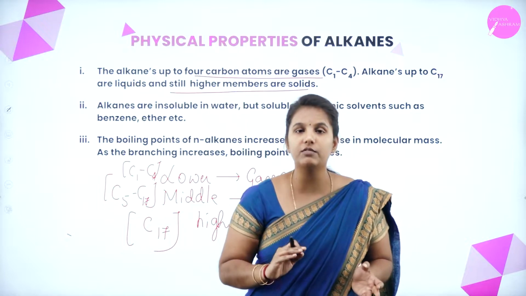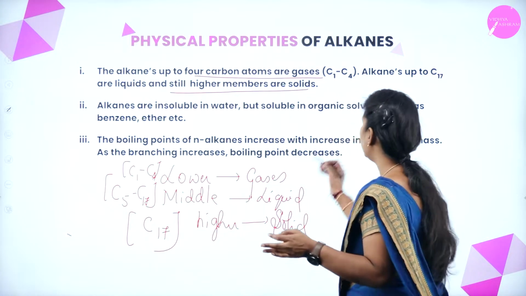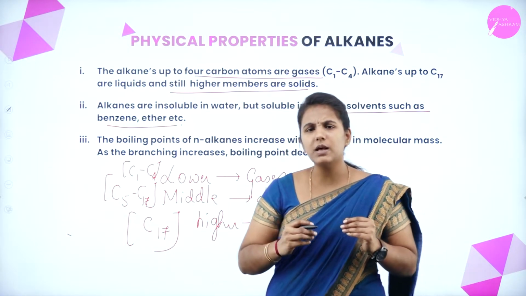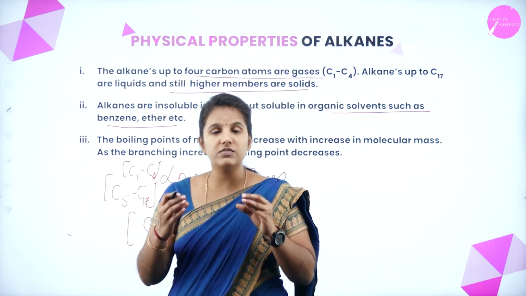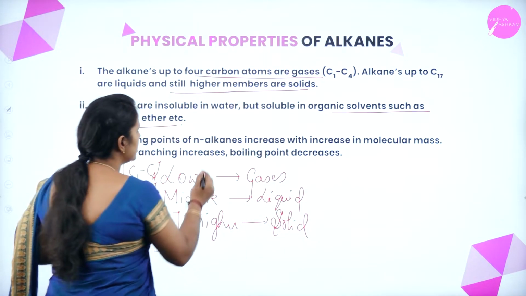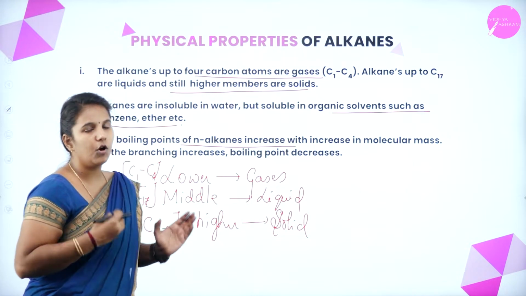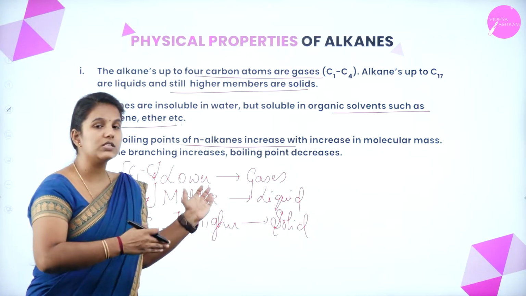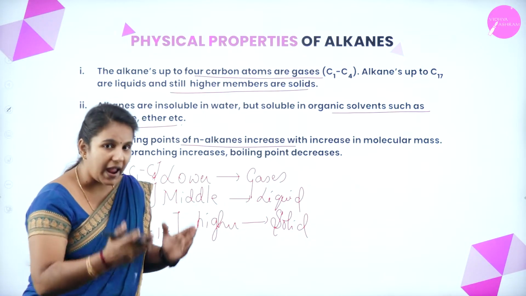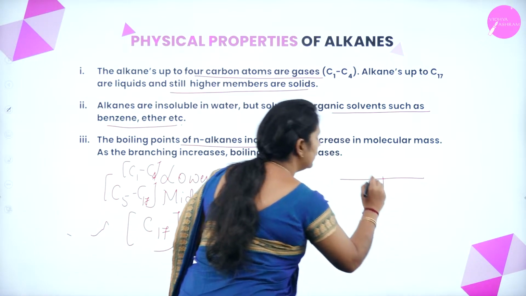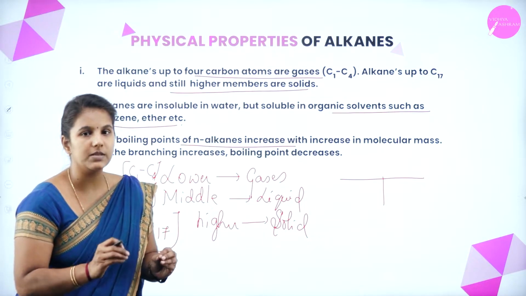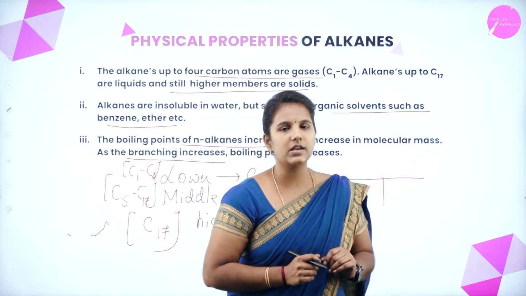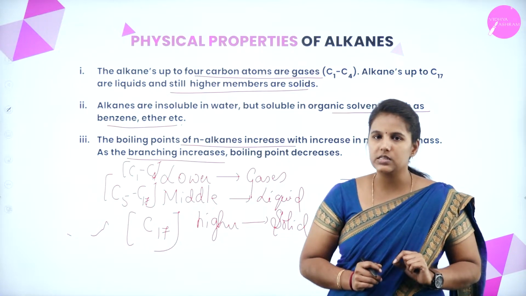They are not soluble in water, but they are soluble in organic solvents such as benzene, ether, etc. When it comes to the boiling point, the boiling points of these alkanes also increase with increasing molecular mass. If the number of carbon atoms in a chain is increased, their boiling point also increases. If there is branching in your carbon chain, then the boiling point starts decreasing. This is another important thing that we need to understand while studying the physical properties of the alkanes.